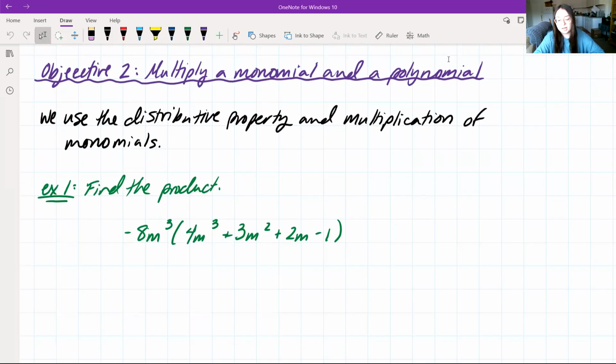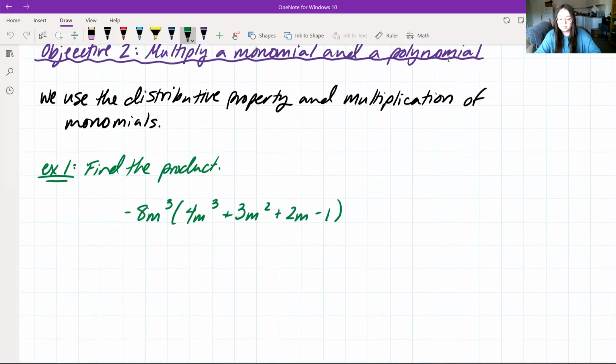Objective 2, we multiply a monomial and a polynomial. We use the distributive property and multiplication of monomials. So for example 1, we want to find the product. When we want to find this product, we're just using our distributive property. So we're going to multiply negative 8m cubed by each term in our polynomial.